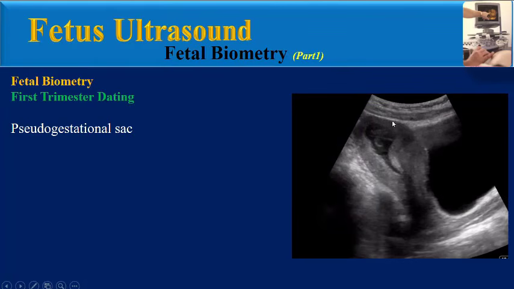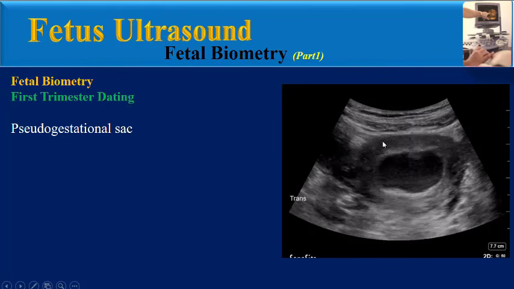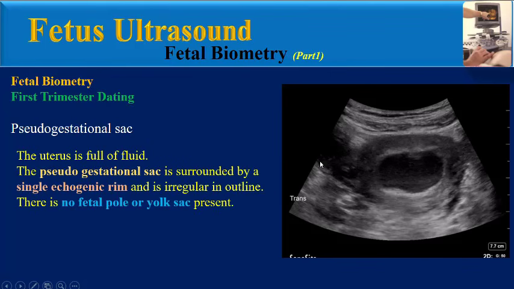Another example of proved ectopic pregnancy, in which we can see a pseudosac in the uterine cavity which contains low-level echoes. Another example of proved ectopic pregnancy with pseudogestational sac, in which the uterus is full of fluid. The pseudogestational sac is surrounded by a single echogenic ring and is irregular in outline. There is no fetal pole or yolk sac present.